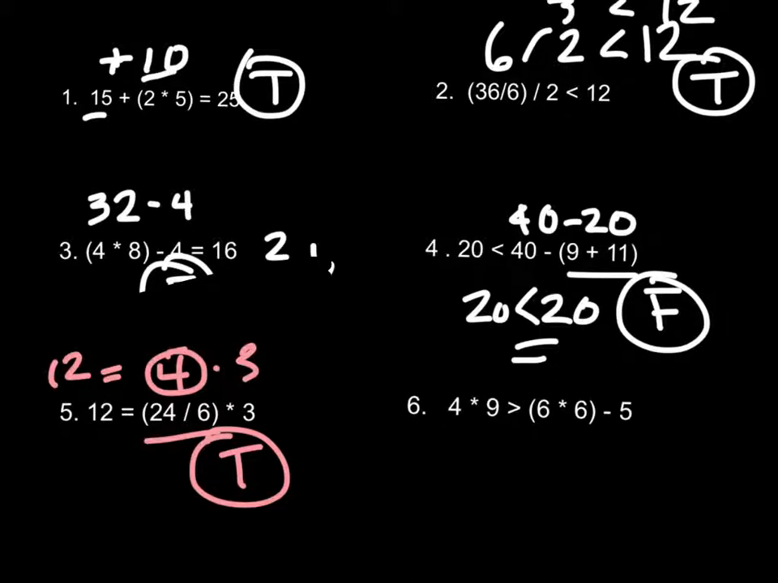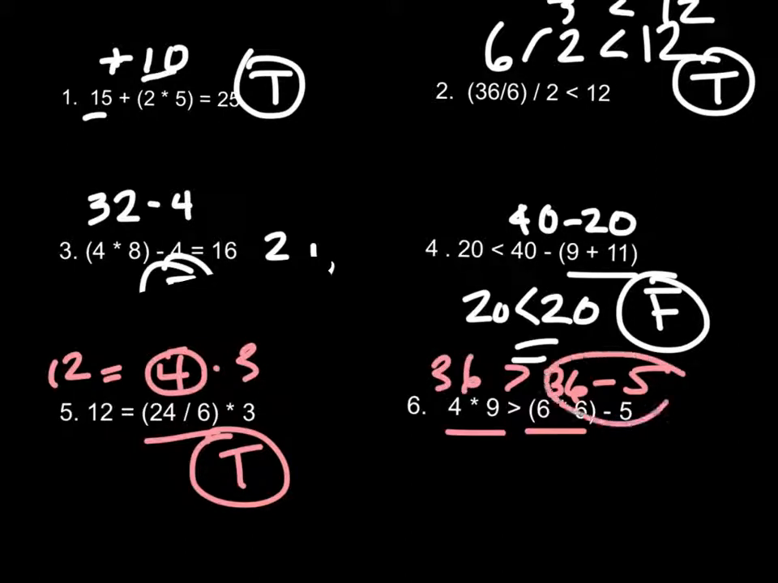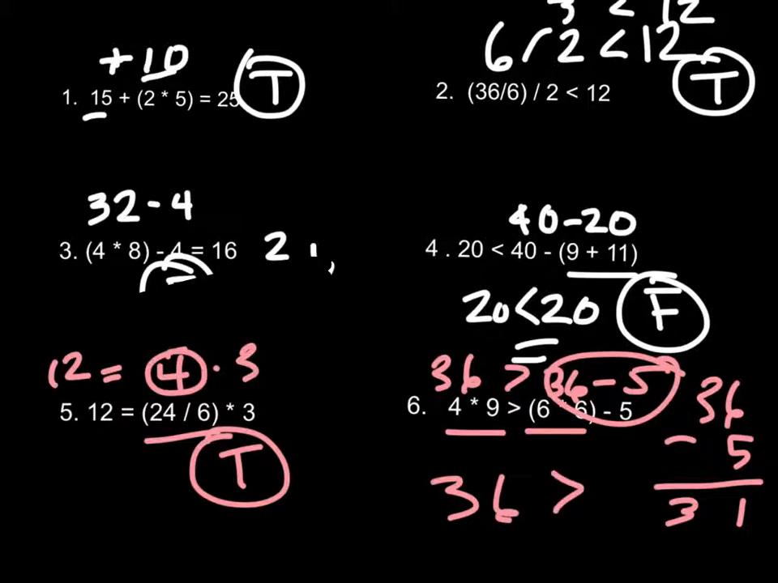Number 6, 4 times 9 is greater than 6 times 6 minus 5. First thing I want to see you do is solve the number problem inside the parentheses. 36 is the answer here, minus 5. Now go ahead and write the answer to 4 times 9, which is 36. Solve the right-hand side. 36 minus 5 is 31, and 36 is greater than 31. So notice there's multiple steps in this last one for it to work.